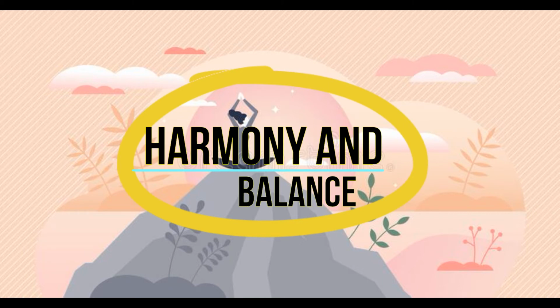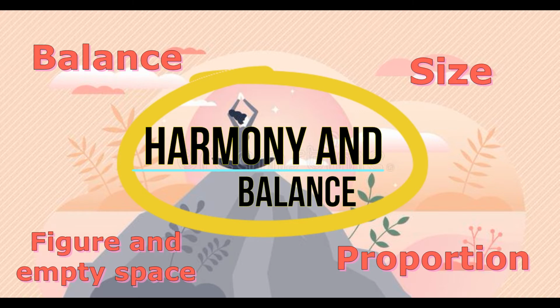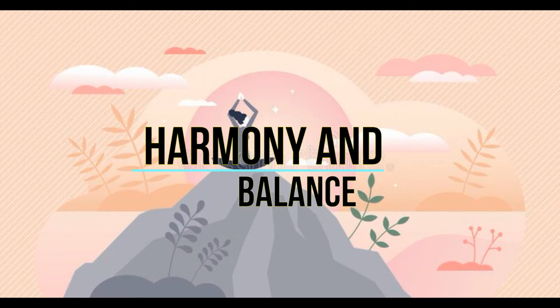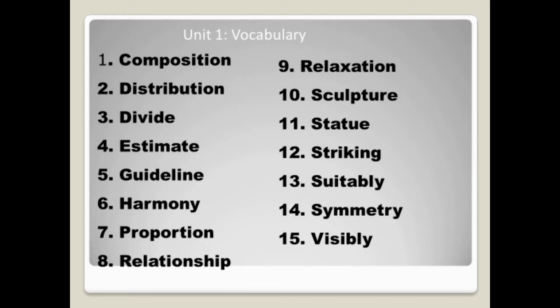So it has four components. Number one, we have the balance. Next, size. Next is proportion. And the last one is figure and empty space. But before we start with our main topic, let's do first our vocabulary.